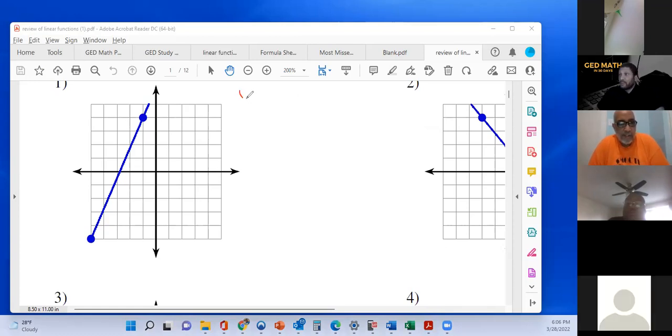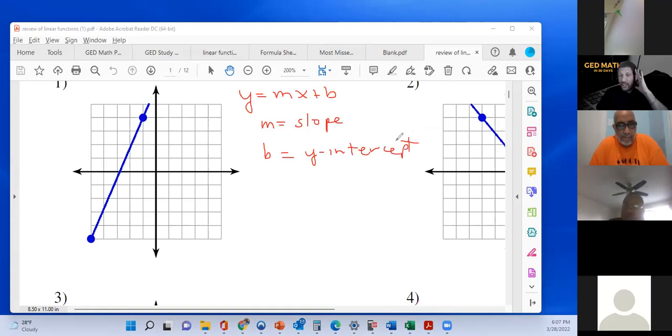Y equals mx plus b. Okay, so this is the slope-intercept form. Right now, this is the form that we're going to use the most. So what two things do we need for an equation of a line? M, the slope. We need the m, which is the slope, and the y-intercept is b. We need the b, which is the y-intercept. So when they ask you, what is the equation of a line? That's the first thing I want you to think of.